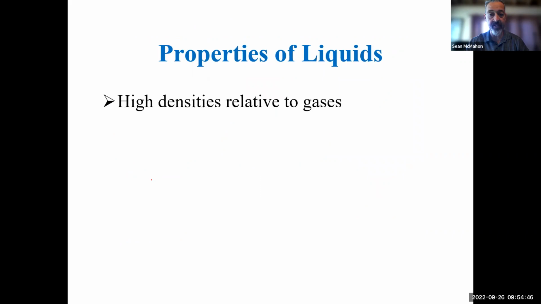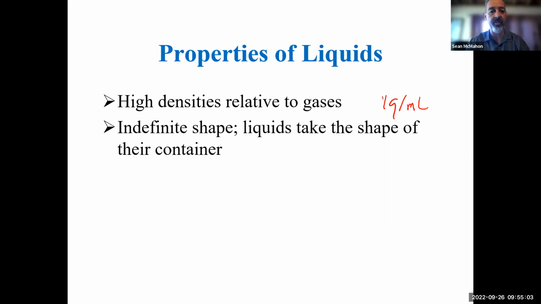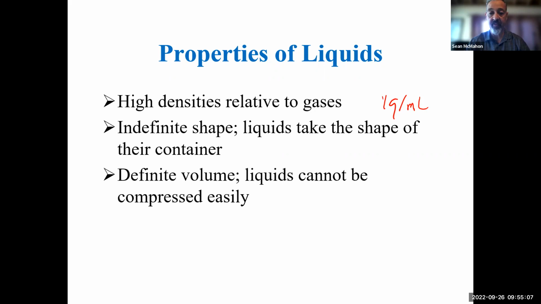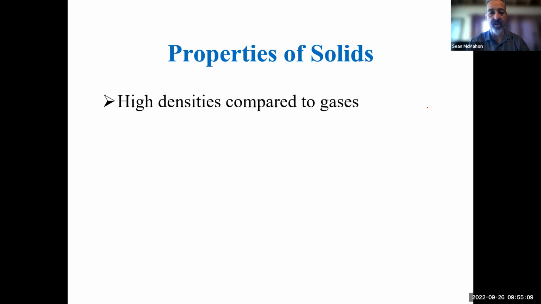So what are some of the properties of liquids? They have high densities relative to gases. And if you remember, the density of water, the only density you need to really memorize, is 1 gram per mil. So we see that the units are grams per mil. Their shape can change, but their volume is constant. They cannot be compressed.